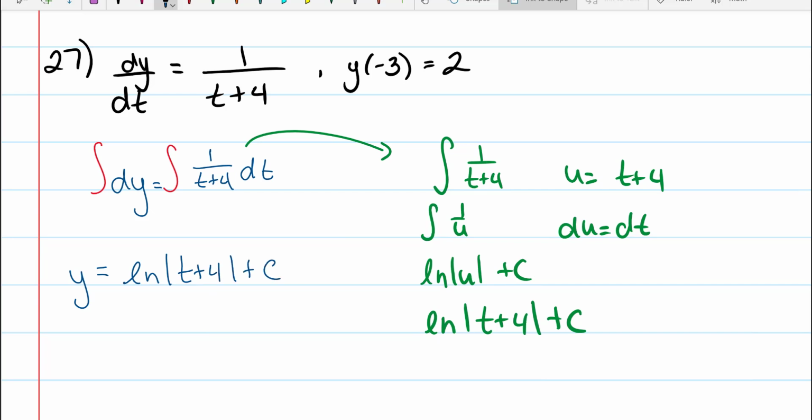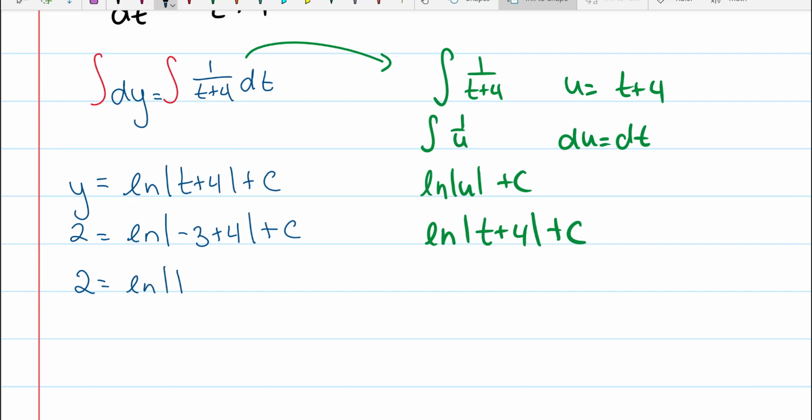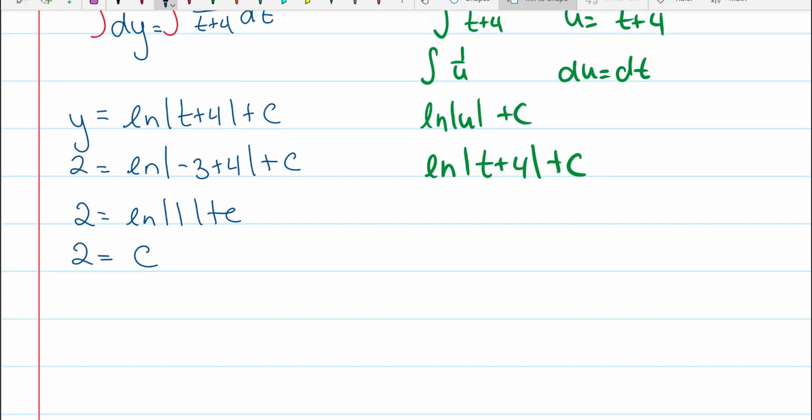So I'm going to use our initial value of 2 comma negative 3. So I get negative 3 is equal to ln... I get 2 is equal to ln of negative 3 plus 4 plus c. 2 is equal to ln of 1 plus c. So 2 is equal to c. So then our function y is equal to ln of t plus 4 plus 2. And I can drop the absolute value bars because my t plus 4 value is positive.